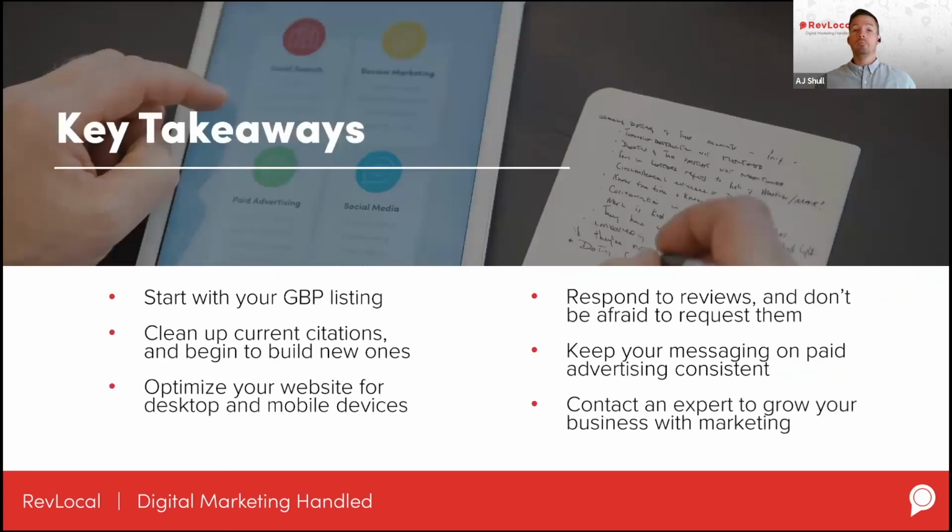So to wrap it up, some key takeaways here. Get started first and foremost, priority number 1. Start with your Google business profile listing, really optimize that, make sure it's set up correctly. This is free to do if I didn't mention this already, so take advantage of it. Clean up your current citations, and then if you haven't already, start to build the new ones. And then from there is optimize your website for desktop and mobile devices. So make sure that it's going to look clean no matter which platform you're on.